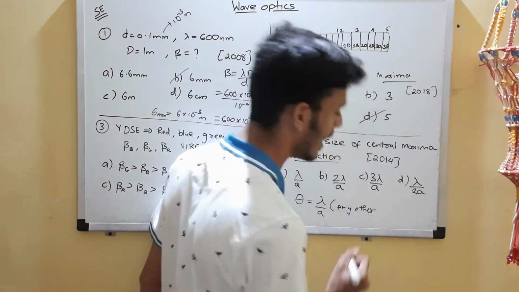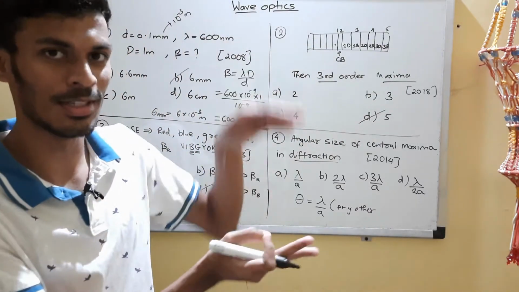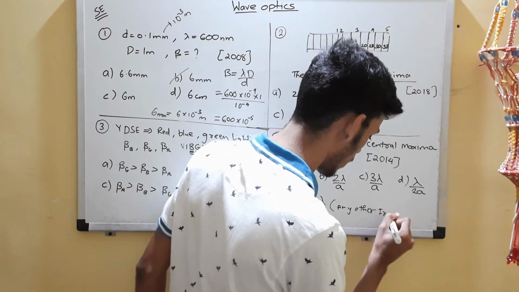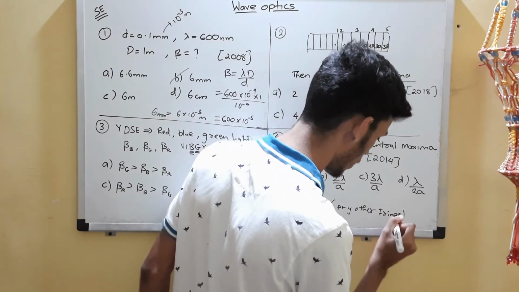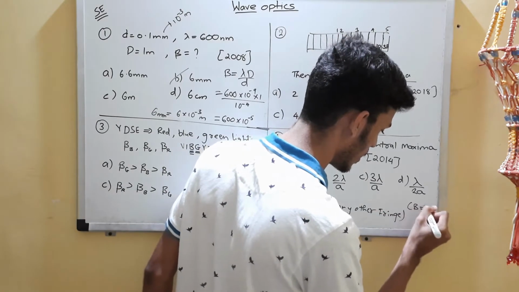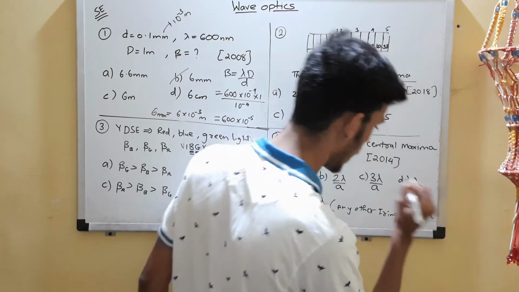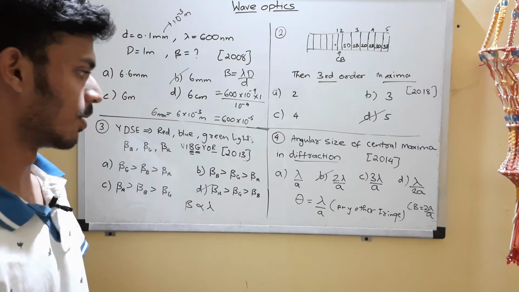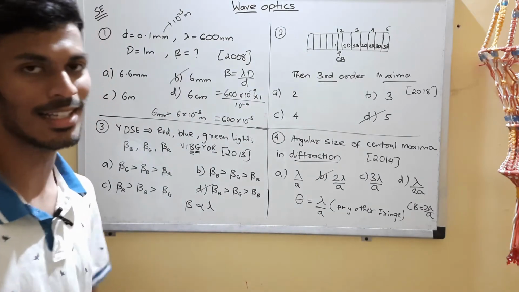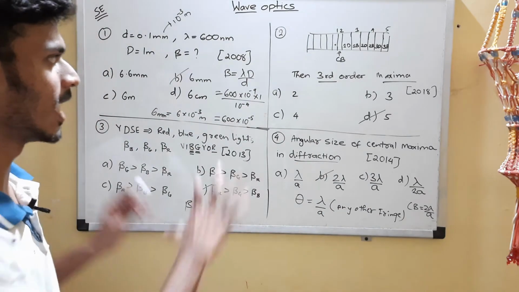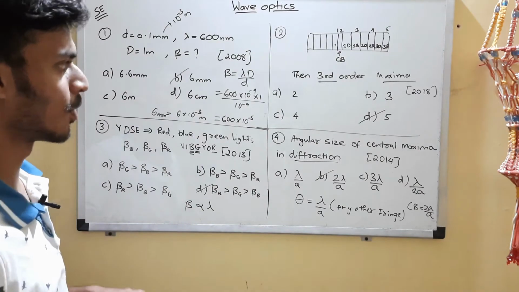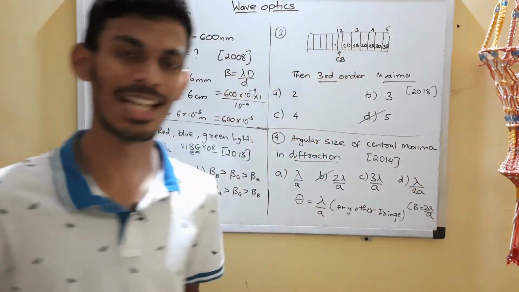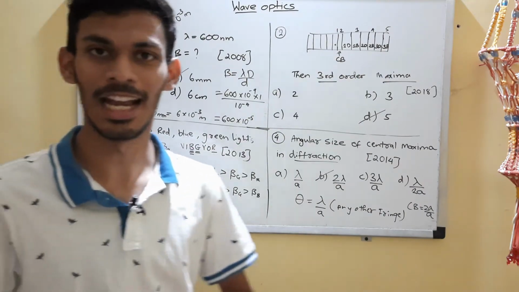You'll know that the central one is 2 times as big as the others, right? So it will become 2 times of this value. So for the central bright one, it is 2 times lambda by a. So directly theory based question. So 2 lambda by a is the correct choice over here. Okay, so with that we end up with the 4 questions. I think these were the questions from the super easy category. Let's move to the easy category now.